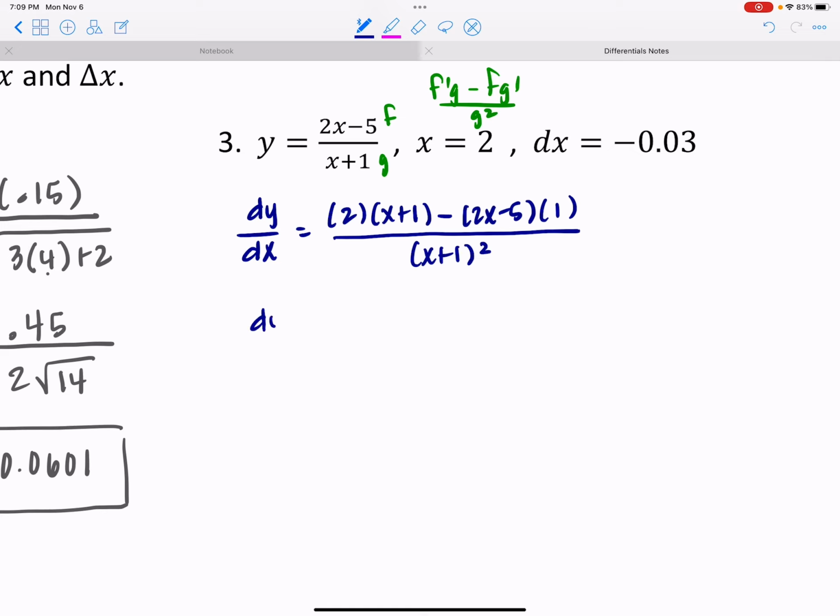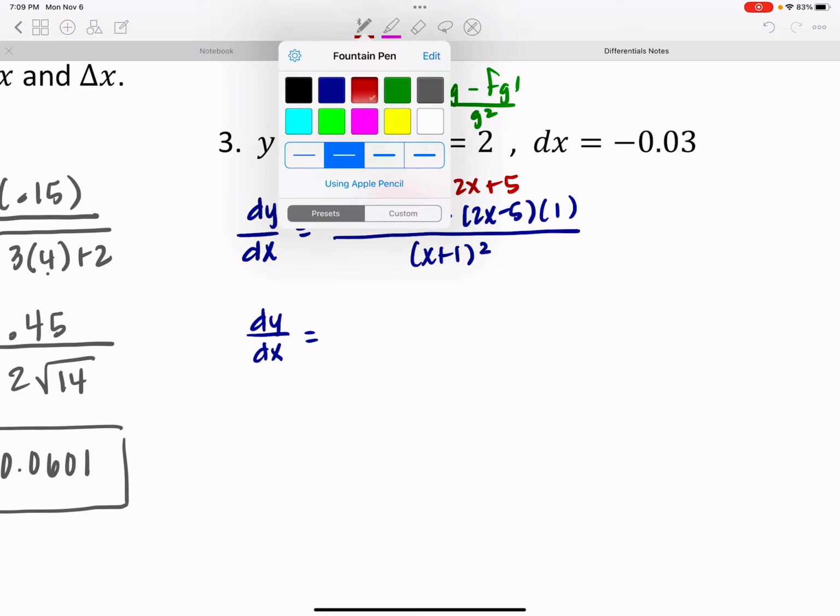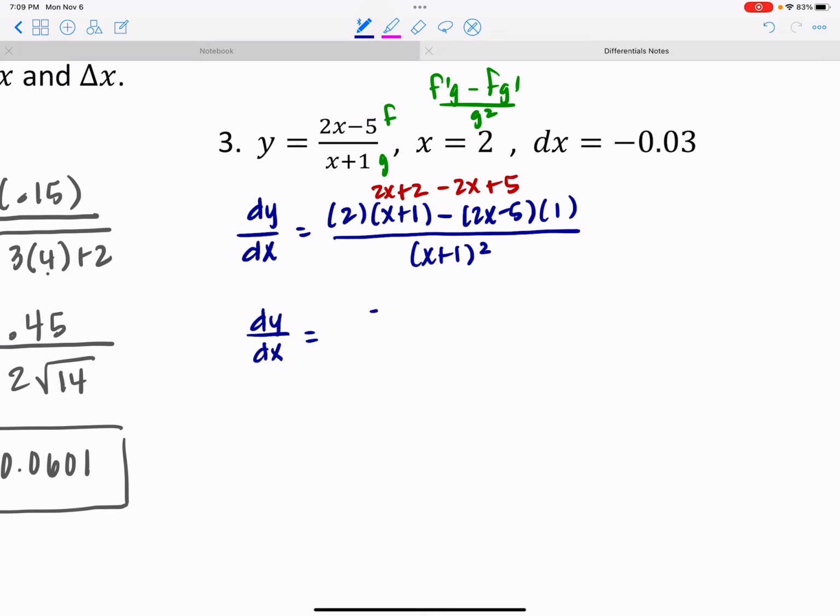And again, we're going to clean this up a little bit. We're going to do some evaluating, so you technically don't have to. I just want to, I suppose. So this is 2x plus 2 here, and then we're going to be multiplying by 1. It's not going to change the 2x minus 5, but distribute the negative, so negative 2x and then plus 5. So we're going to see those x's cancel, and we're going to be left with 7 over (x plus 1) squared.